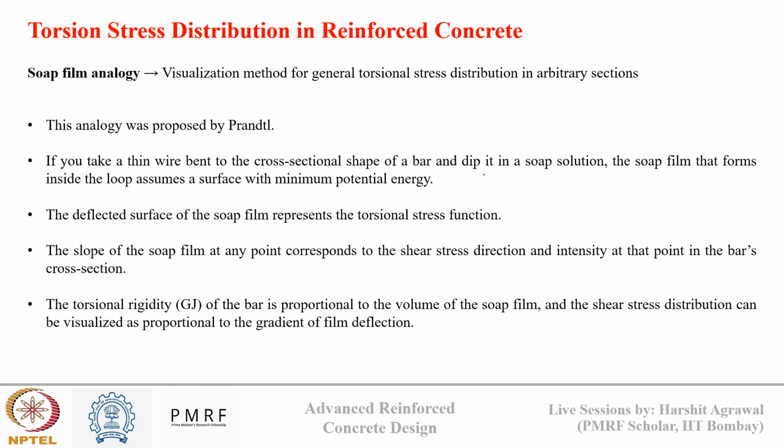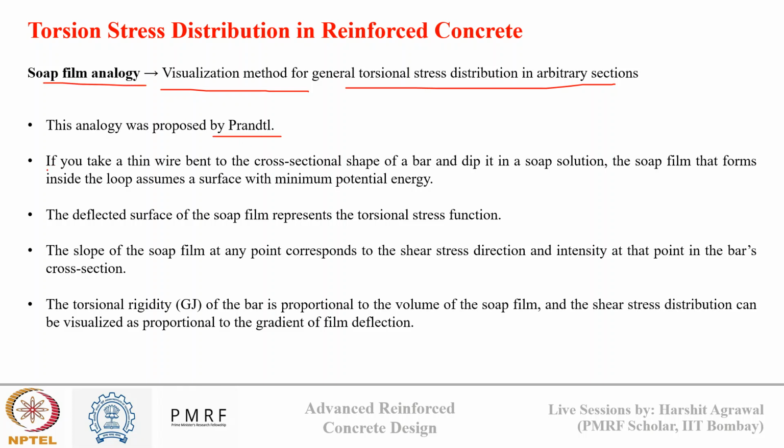Now, in the first slide of torsion, we saw torsional stress distribution. So how do we determine the torsional stress distribution at a particular location, and thus how can we determine the maximum torsional stress? For this, we have two theories, among which the first one is known as the soap film analogy. It is a theory which helps us to visualize the general stress distribution at an arbitrary section. This theory was proposed by a scientist named Prandtl.